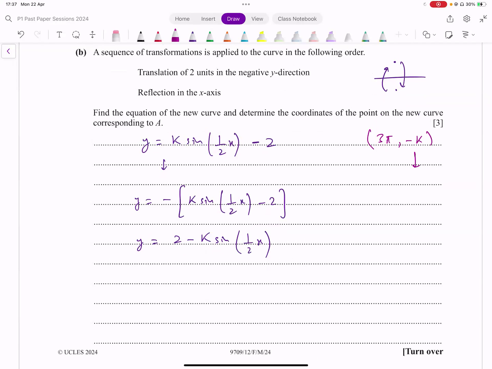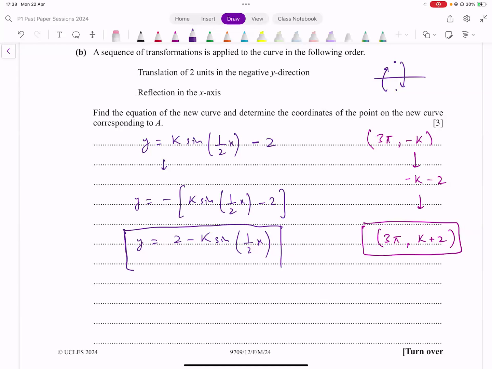We first have to do a translation of 2 units in the negative y direction. So it first becomes minus k minus 2, right? We subtract 2 from the whole thing. And then it's a reflection in the x-axis. That means the y coordinate gets multiplied with negative. So this is going to become k plus 2. So the final coordinates that you get for A are going to be 3 pi and k plus 2. This is where point A is going to be. And this is going to be the equation of the transformed curve.